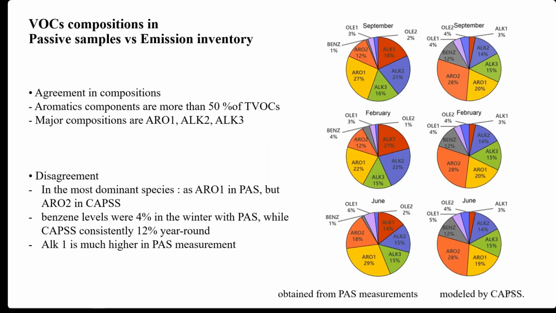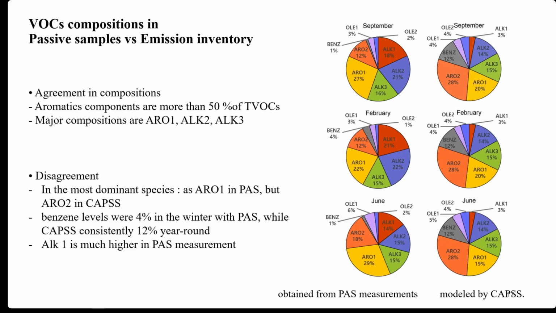And we also analyzed 52 VOCs and grouped them into 8 categories before comparing them with CAPS data. First, let's discuss the point of agreement in the VOC compositions. In both the PAPS and CAPS data, aromatic components make up more than 50% of the VOCs. This highlights the significant contribution of aromatics to overall VOC level in Seoul.